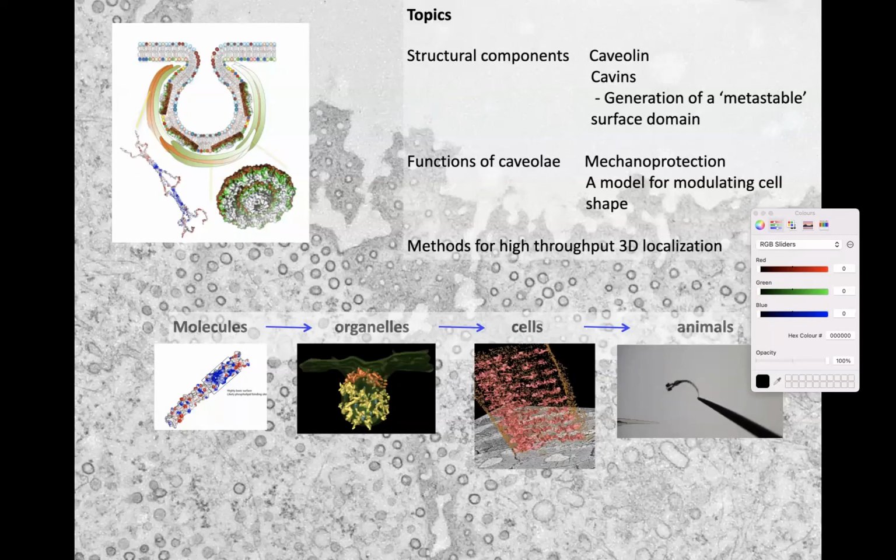And then I'll talk about the functions of caveolae, or one particular function of caveolae, and that's in mechanoprotection, and a new story which hasn't been published, where we have a new model for modulating cell shape and looking at the role of caveolae. And then I'll finish with these methods for high throughput 3D localization.